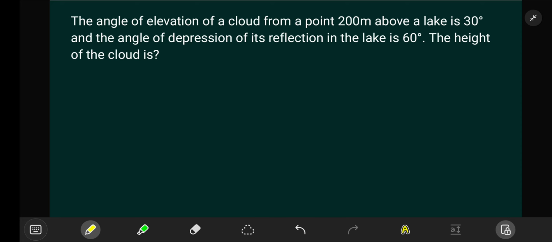Okay, now the question will be like this. This is also a PYQ, an important PYQ. The angle of elevation of a cloud from a point 200 meters above the lake is 30 degrees, and the angle of depression of its reflection in the lake is 60 degrees. The height of the cloud is?